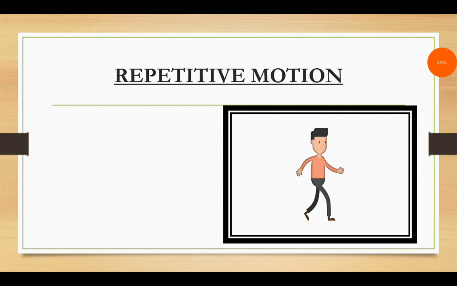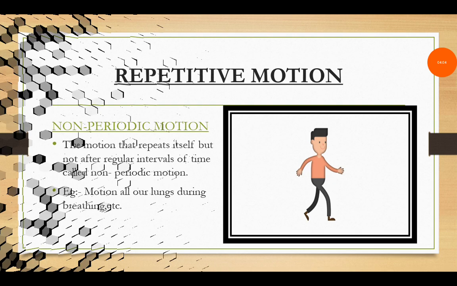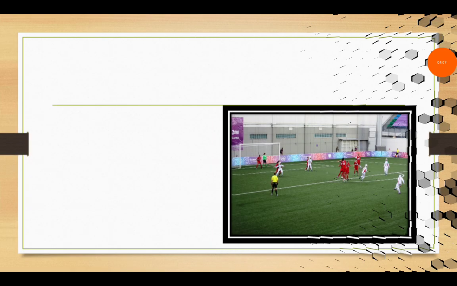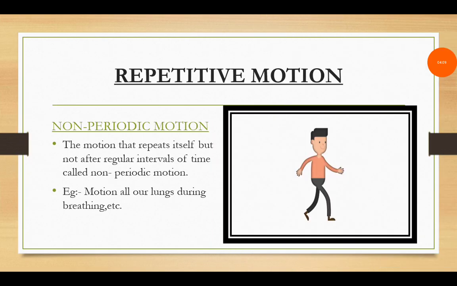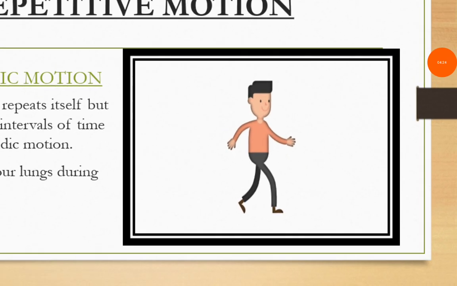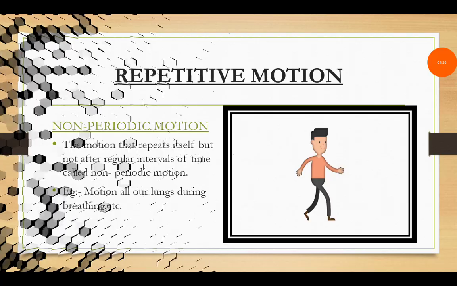Then we have non-periodic motion. The motion that repeats itself but not after regular intervals of time is called non-periodic motion. For example, motion of our lungs during breathing.